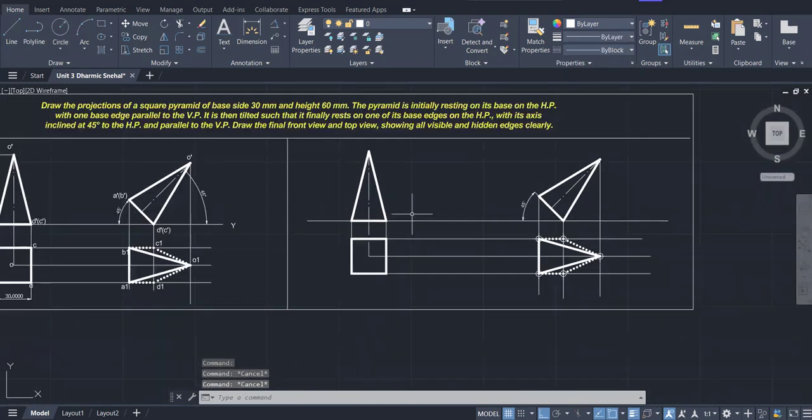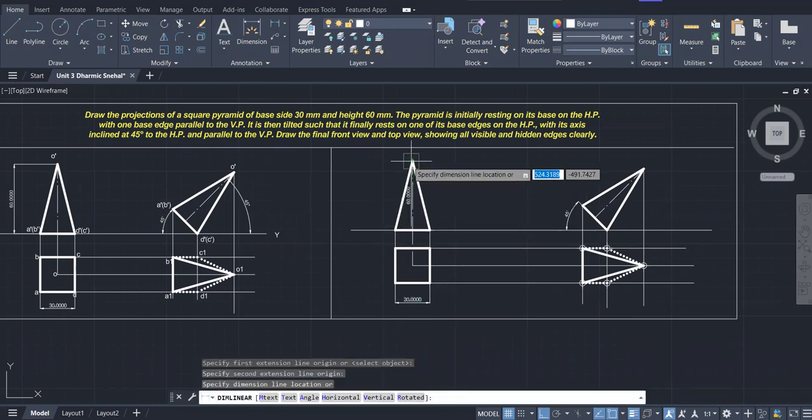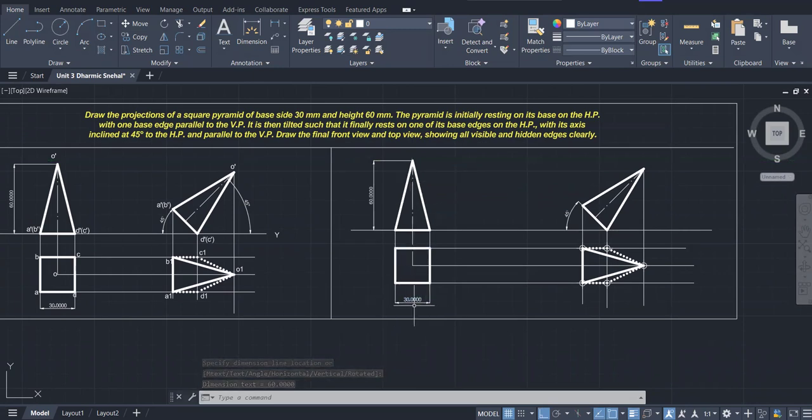And this is the front view and the top view of the square pyramid. The namings you can give here, and even the dimensions also you can give here. The height is 60 and the length of the square is 30, and the namings are here: A, B, C, D, A, B, C, D, and this is the center O, here O dash, here A1, B1, C1, D1, and this is O1, as the center is projected like this, so O1.